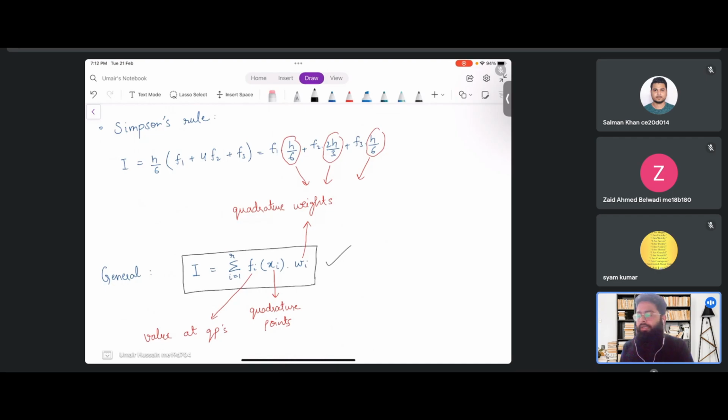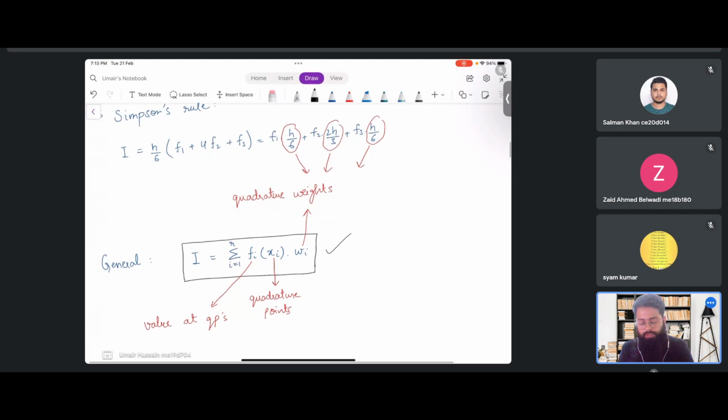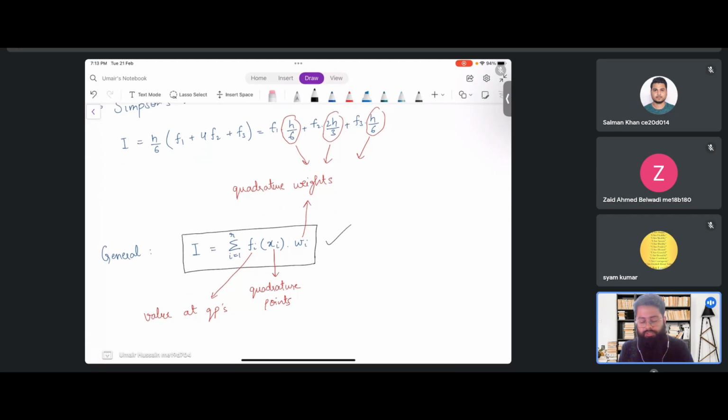We can approximate an integral numerically by evaluating the value of that function at various points, multiplying by some weights. So that's a generalization of the different types of rules that we use to numerically integrate. These points here are known as quadrature points, and Fi is the value at the quadrature point, and Wi is the weight for each point.